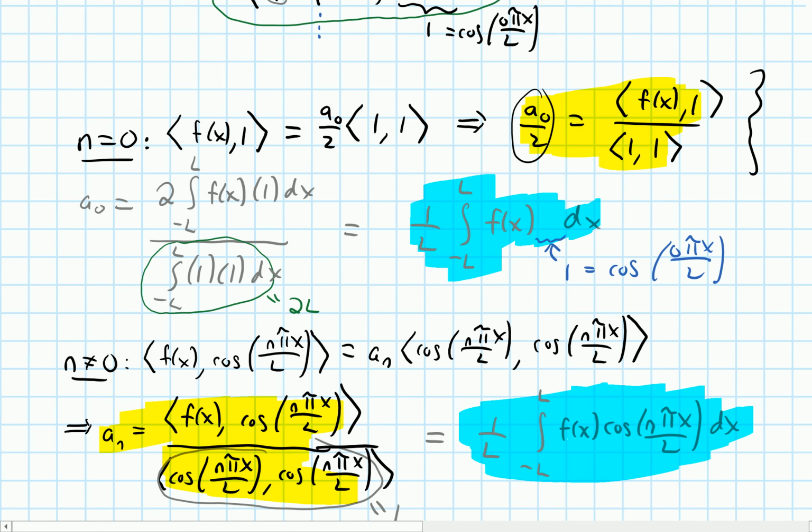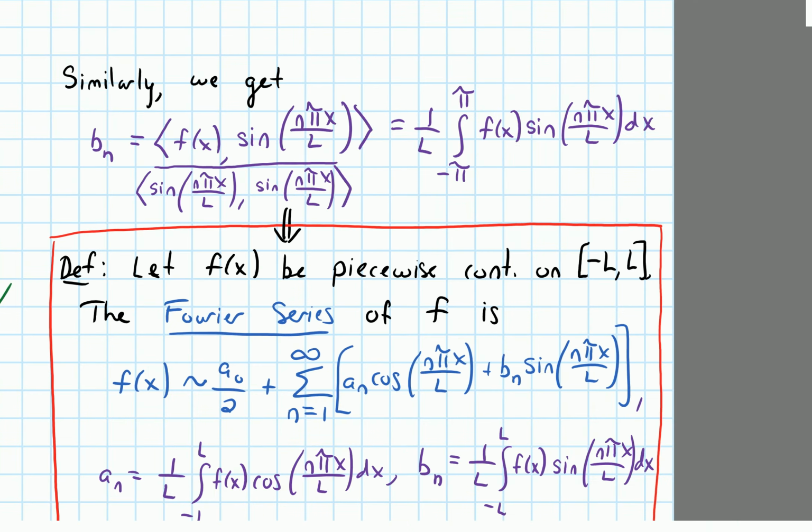Alrighty, so now let's just write down the formula for the sine terms. This one I'm not going to go through all the derivation. I'll just write down what the formula is. So similarly for the sine terms, the coefficient of the sine terms is b sub n. B sub n ends up being the inner product of f of x with the sine term divided by the inner product of the sine term with the sine term.